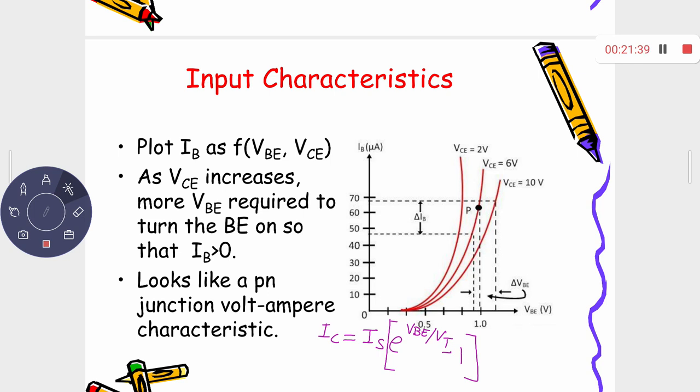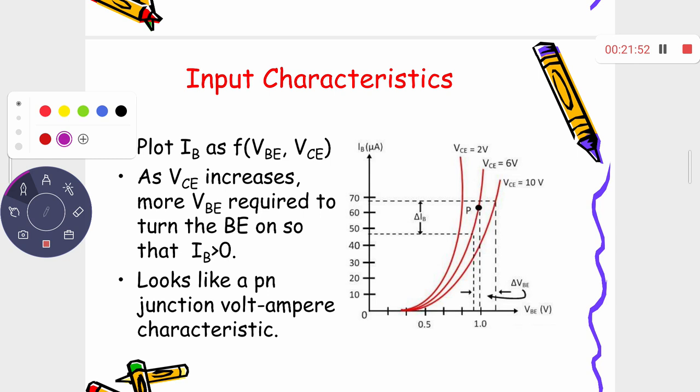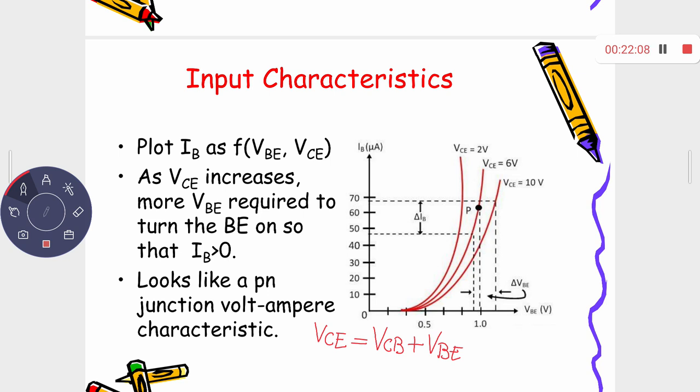Just think, suppose VCE is increased and VBE is fixed. What is the formula? The formula says that VCE is equal to VCB plus VBE. Now suppose my VBE is fixed and VCE is more. That means you have high VCB, because VBE is constant and VCE is more. That means VCB is more, reverse bias. That means you have more reverse bias.